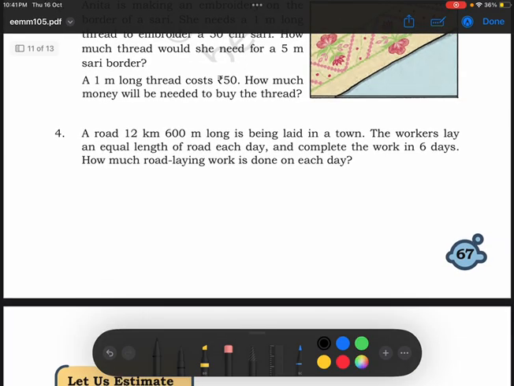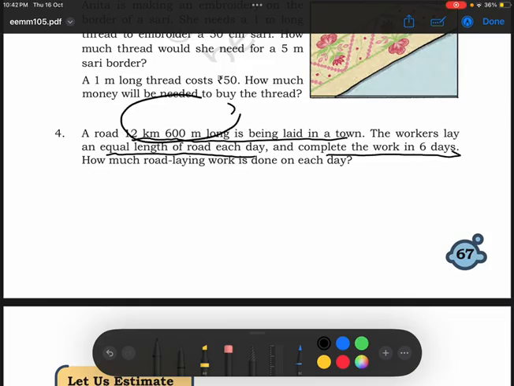A road is long, and the length of the road is given. The workers lay an equal length of the road each day and complete the work in 6 days. So this is the length they are making in one day, and they worked for 6 days. So we have to find the total road they made. Just multiply their one day's work by 6 days, and you will get the total length of the road they made.